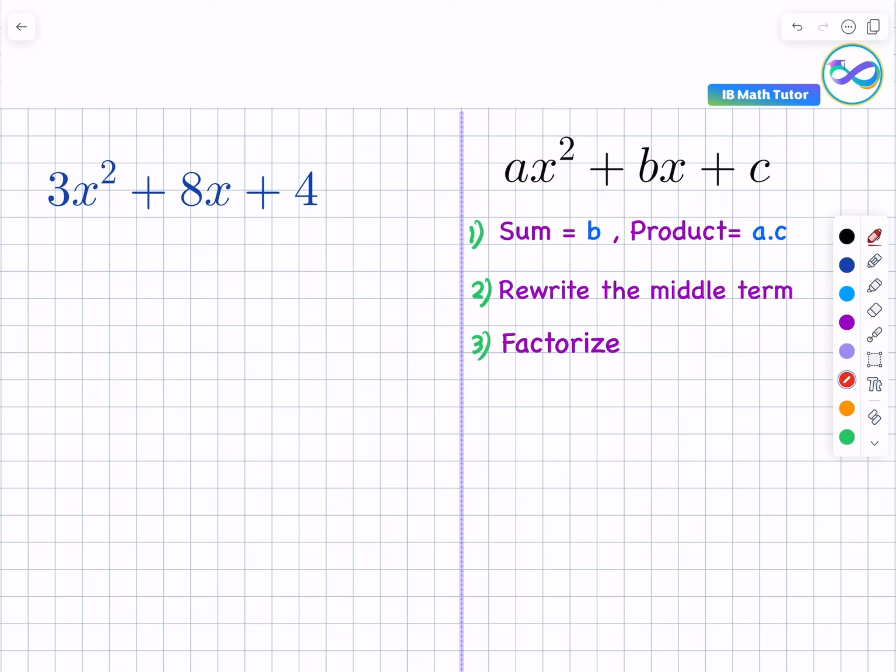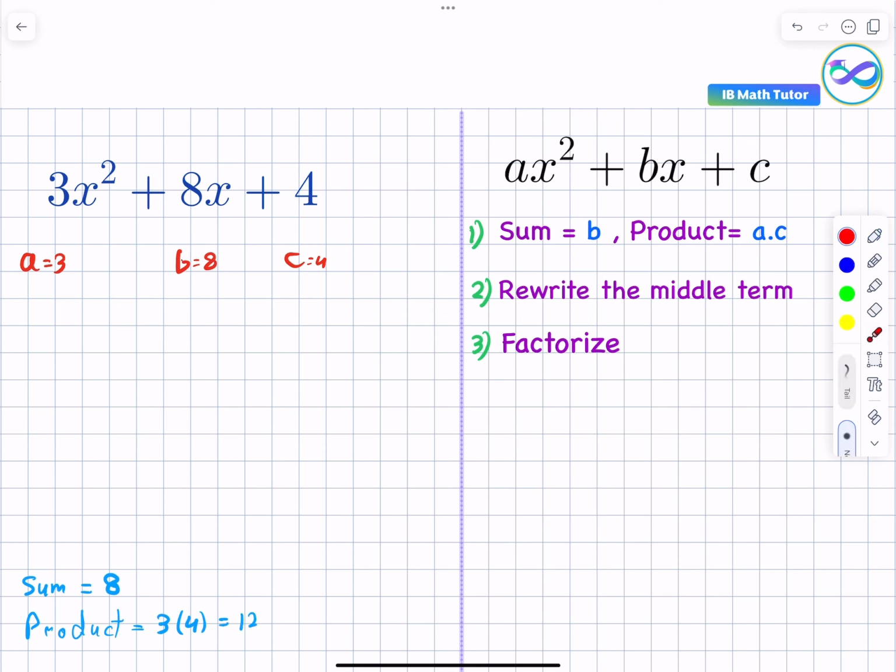So here a is equal to 3, b is 8, and c is 4. So we need now to find the numbers. The sum of the two numbers must be b, which is here 8, and the product of the two numbers is a multiplied by c, which is 4, which is 12. Now, two numbers add up to 8 and multiply to 12. As we know, 12 can be written as 1 by 12, or 2 by 6, or 3 by 4. So the two numbers that add up to 8 are 2 and 6.